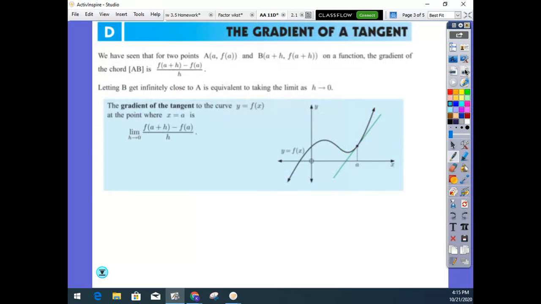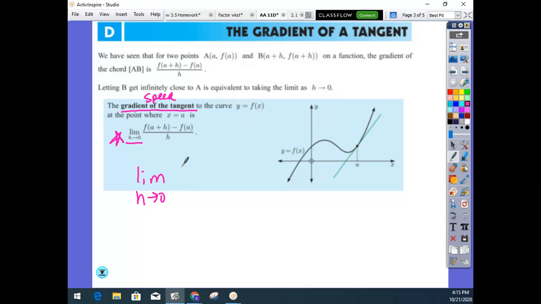So that leads us into our section D, and it talks about the gradient of the tangent, which also tells us instantaneous speed is always going to be this formula. The limit as h approaches 0 of f of a plus h minus f of a all over h. Let me write this where you can see it better.